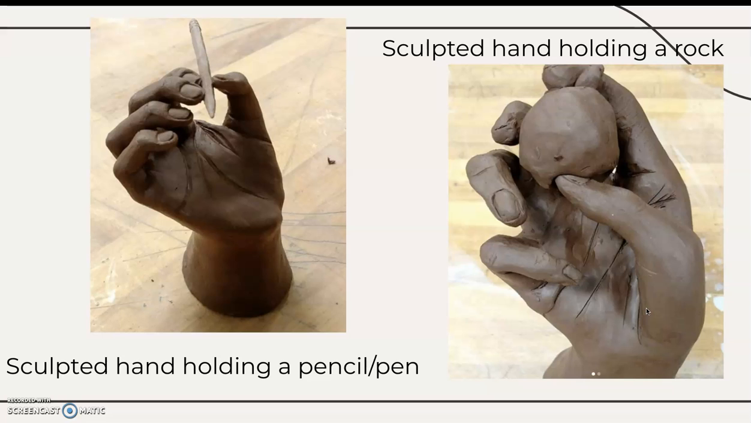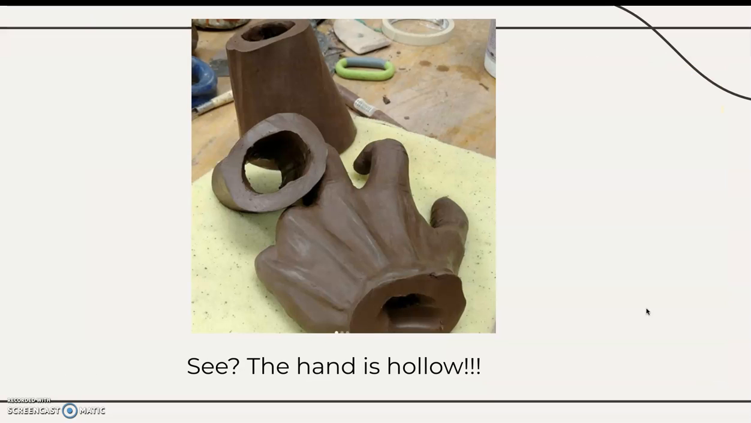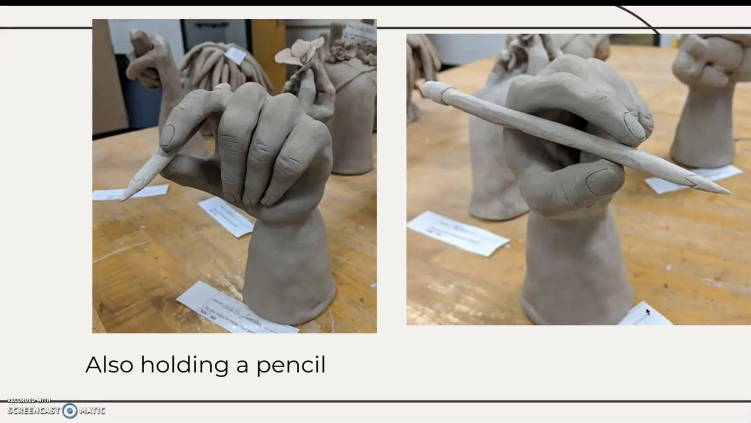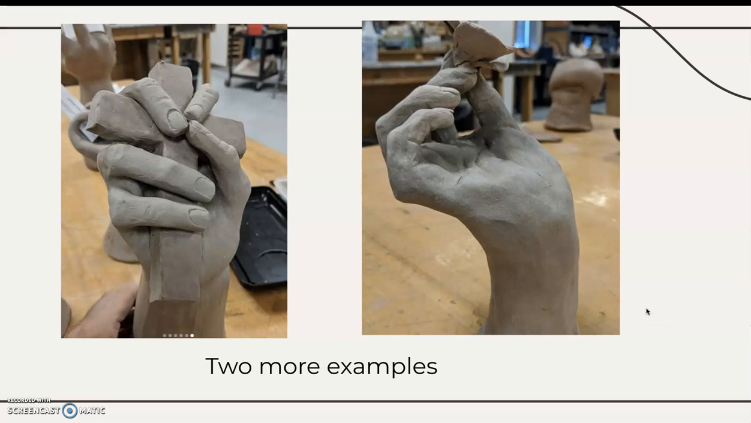So here's some actual student examples. You will notice that this hand is actually hollow. So that is something we're going to be talking about later on as we work on this project. Again, I will be demonstrating parts of this project as we're working together as a class. Now this photo here, we can see the photo reference of what the person used versus the actual finished product. So the object you're going to be making, the object your hand is holding, is also going to be made out of clay. So everything is going to be made out of clay.